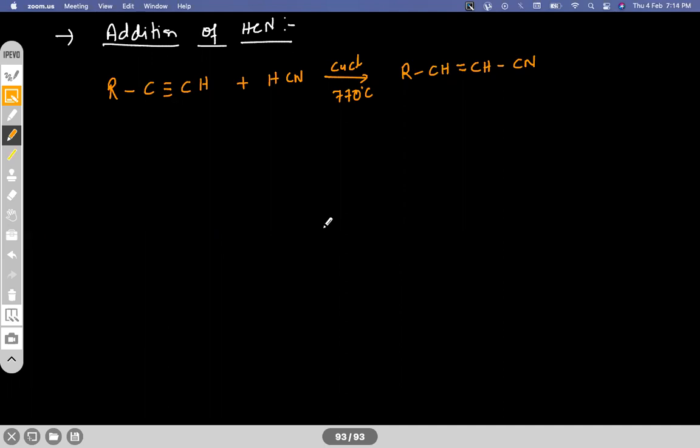Okay, so basically what happens, like HCl, H plus comes over here and CN minus comes over here. We'll get the product here. H plus and CN minus will get attached.